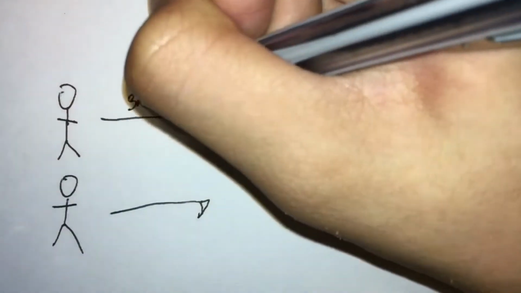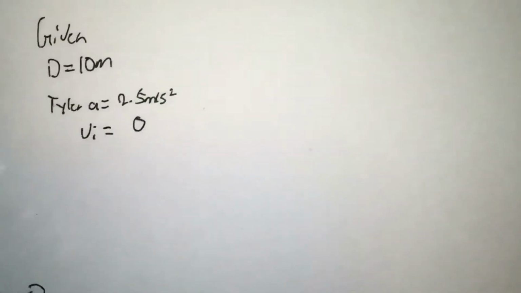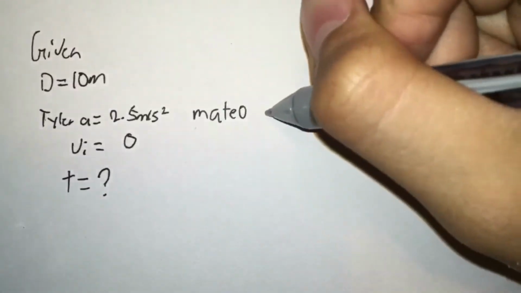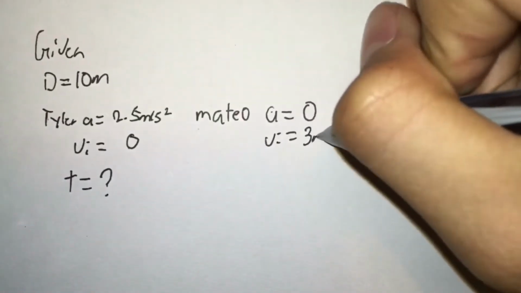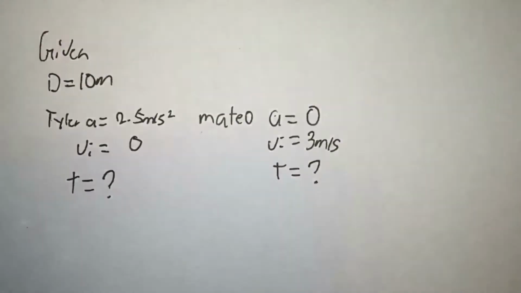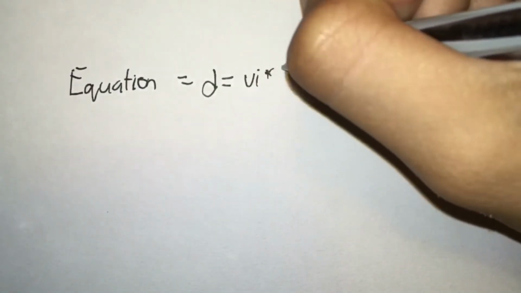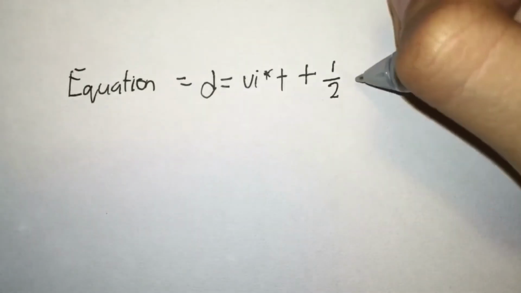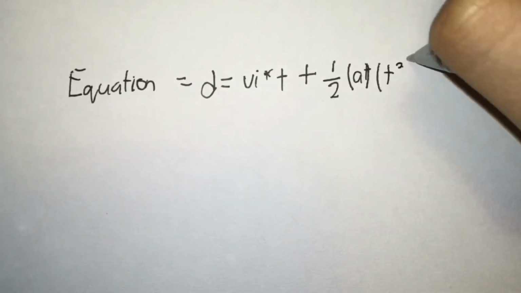Now it's time to get into the actual solving. So first, let's have our representation, and we have our givens. Distance is equal to 10 meters for both. Tyler's acceleration is 2.5 meters per second squared. Initial velocity for Mateo is 3 meters per second, and a is equal to 0. Both of the times are unknown. Now for our equation, we have d is equal to v initial times t plus 1/2 a t squared.